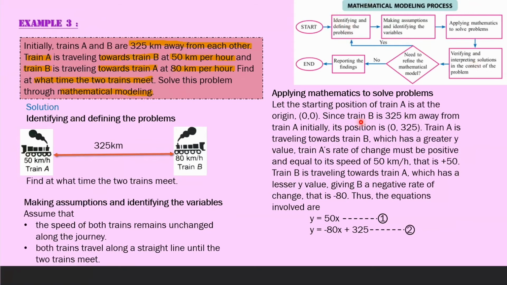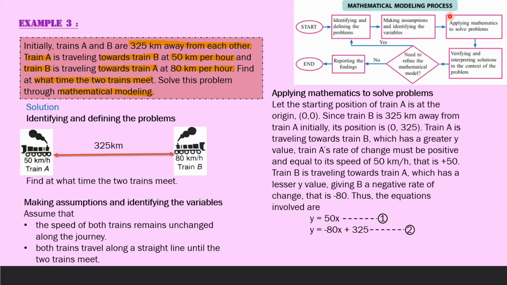The mathematical modeling process starts with identifying and defining the problem. So here is the diagram, and the question needs us to find at what time the two trains meet. After that, we need to make assumptions and identify the variables. Assume that the speed of both trains remains unchanged along the journey, and both trains travel along a straight line until the two trains meet.